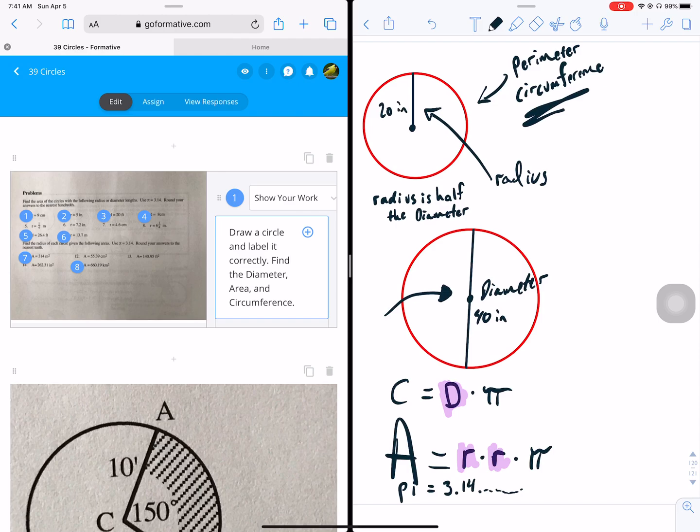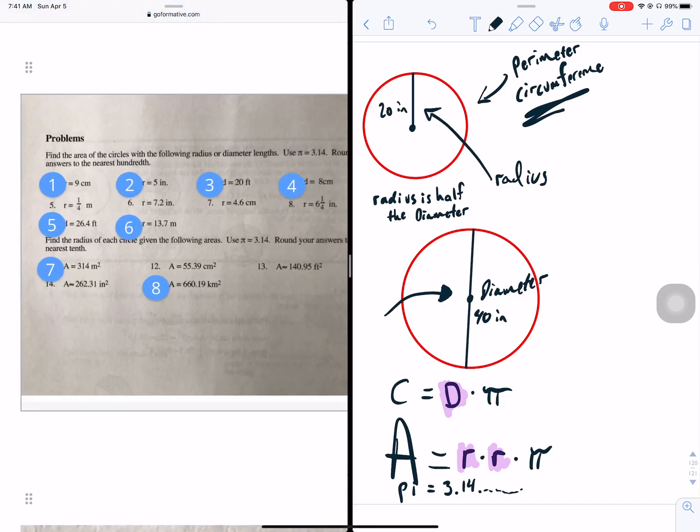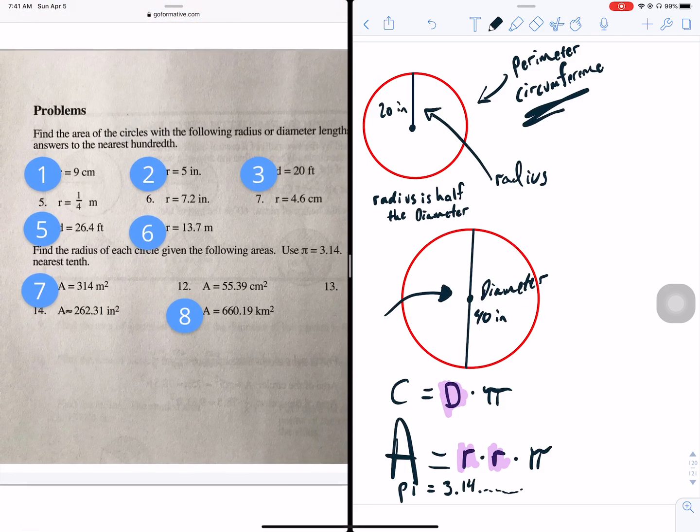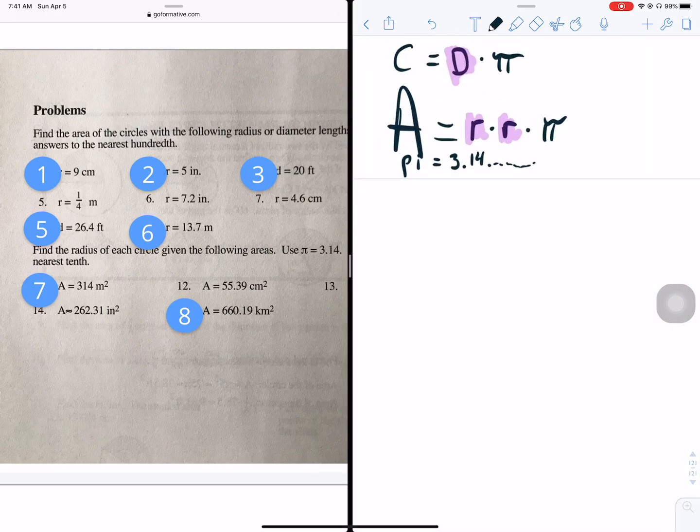Now let's try some problems. Let's go with some of these. These problems here, what they're doing is they're telling you the radius is this. You only need one number, you can find the rest. If you tell me the radius is 9, I can find all the information. So let me show you how that works.